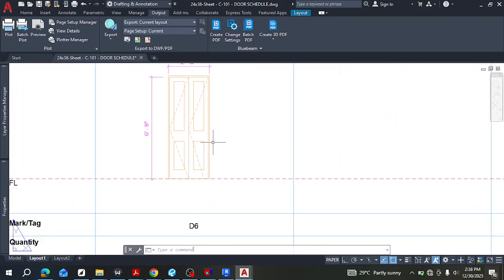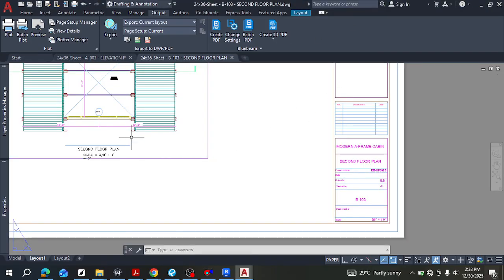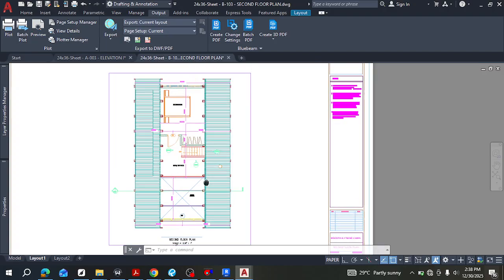So this is just an idea of what you have on plan. But that is not open. Let me open them. Okay, perfect. This is the second floor plan. So let's look at the elevation first.